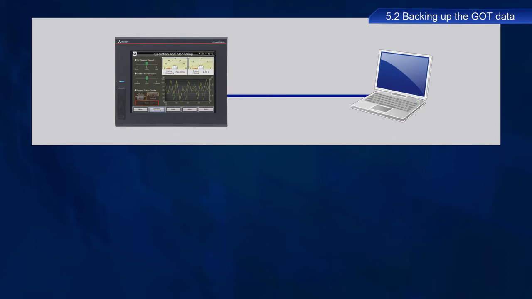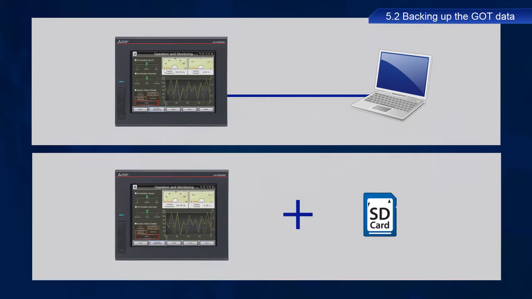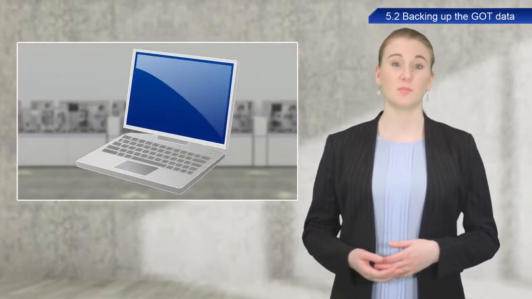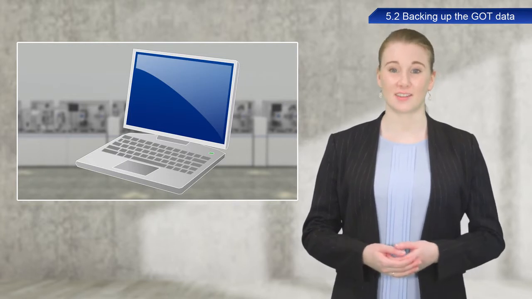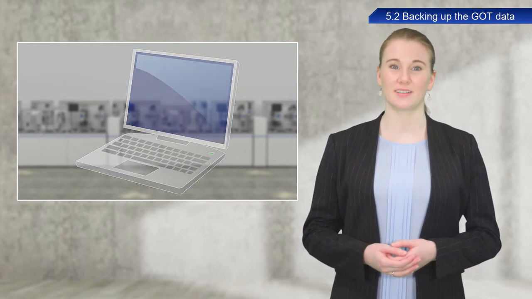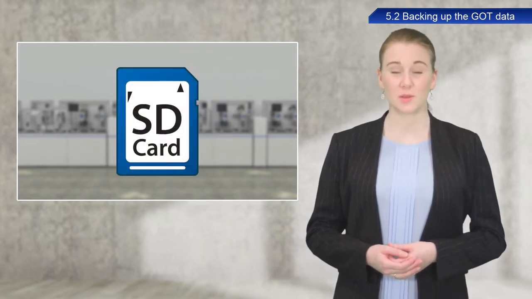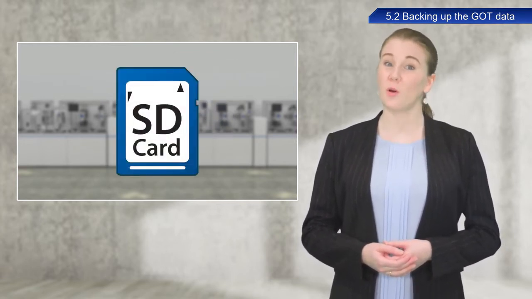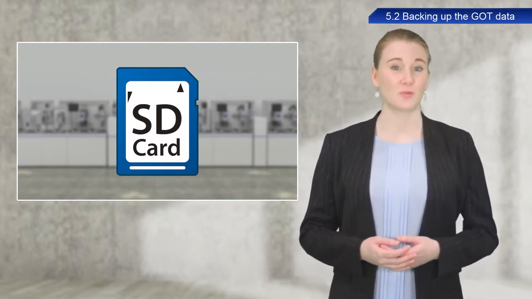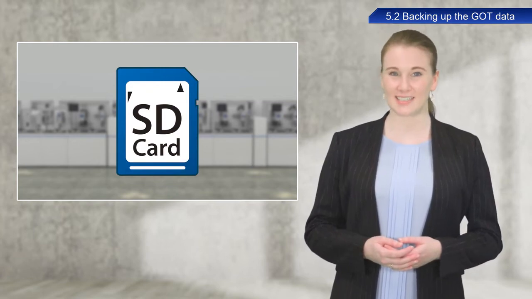GOT data can be backed up in two ways: by connecting with a personal computer or by using an SD card. Backups can be performed by establishing a connection between the GOT and GT Designer 3 to retrieve and store the data on a personal computer. However, a personal computer may not always be available or allowed to be brought on site, so I will describe the procedure to perform a backup using an SD card.